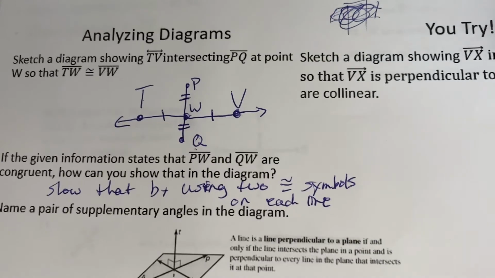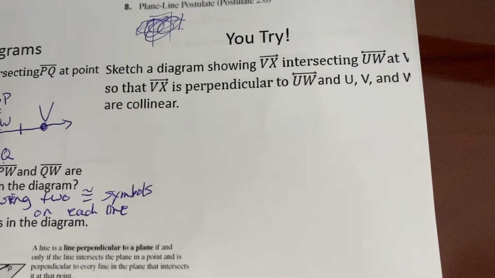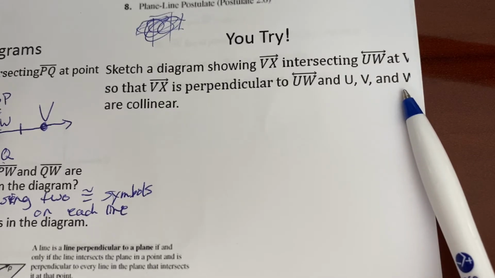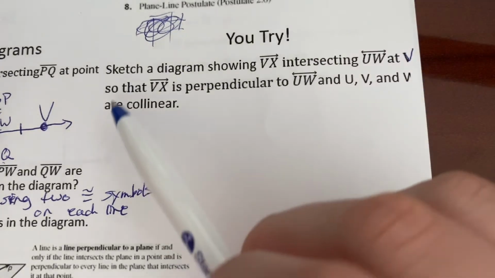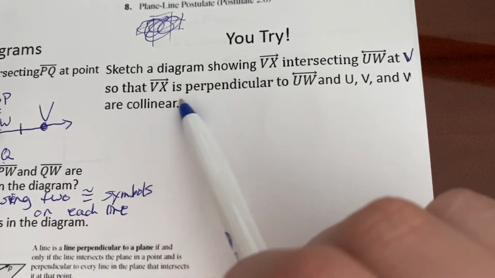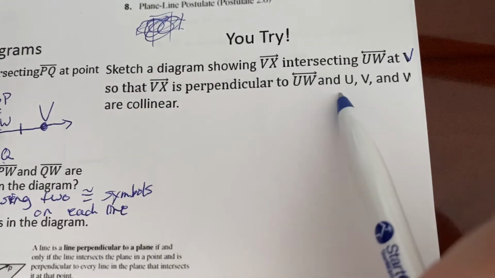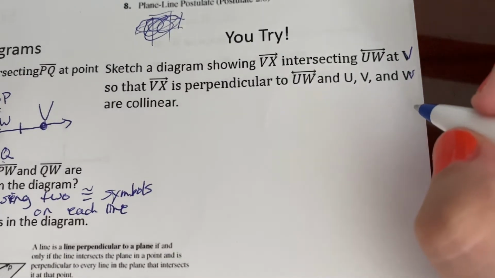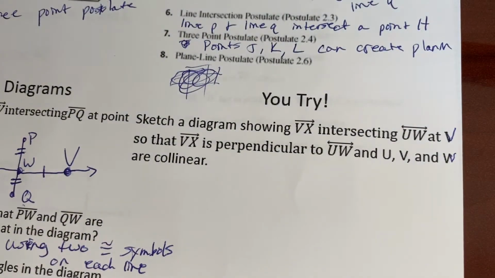All right, so I want you guys to try this one. Sketch a diagram showing that VX intersects UW at V, so that VX is perpendicular to UW, and U, V, and W are collinear. Okay, so go ahead and try it on your own, and then we'll do it together.